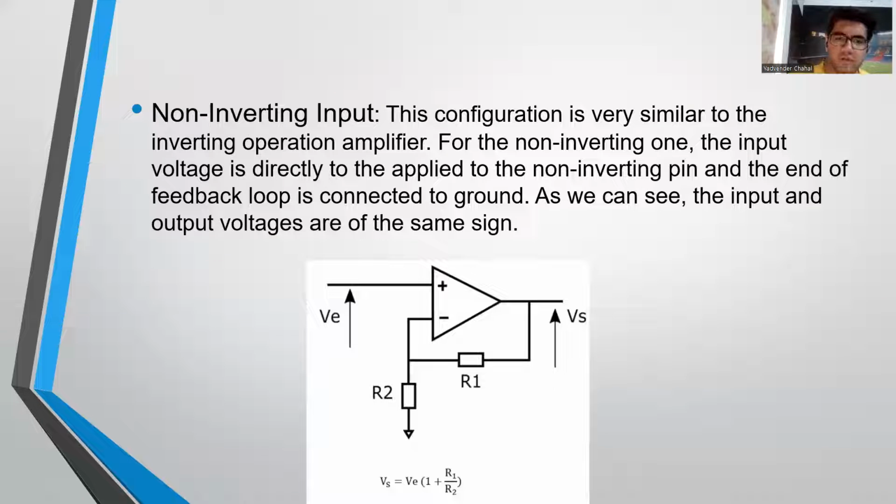Now let's talk about the non-inverting configuration. This configuration is very similar to the inverting operational amplifier. For the non-inverting one, the input voltage is directly applied to the non-inverting pin and the end of the feedback loop is connected to the ground. As we can see in this formula, the input and output voltages are of the same sign.